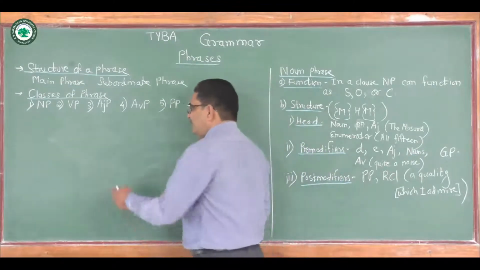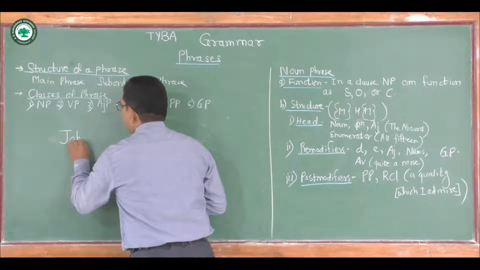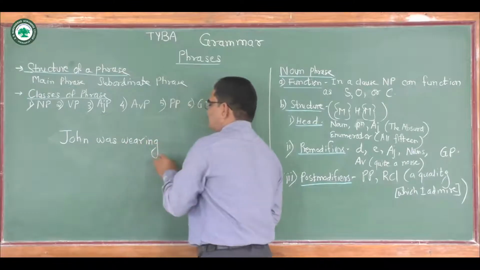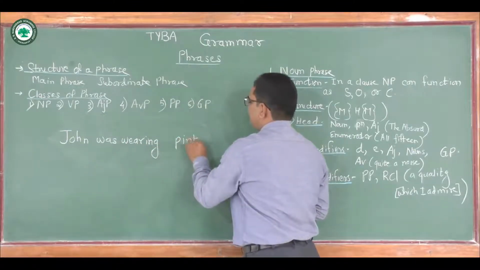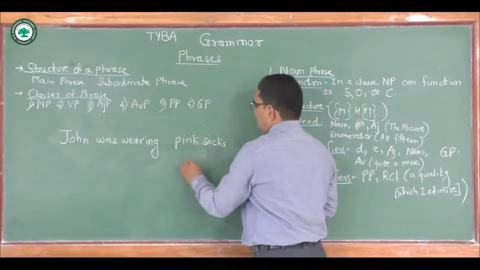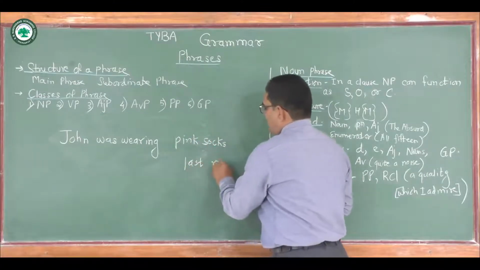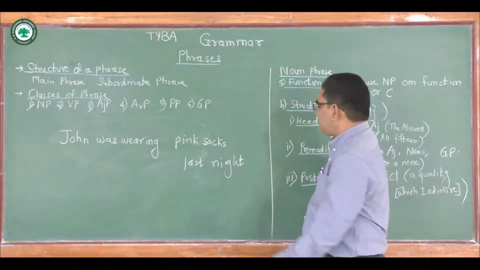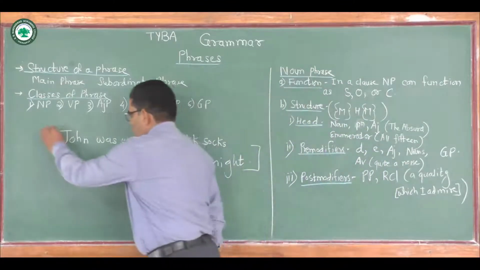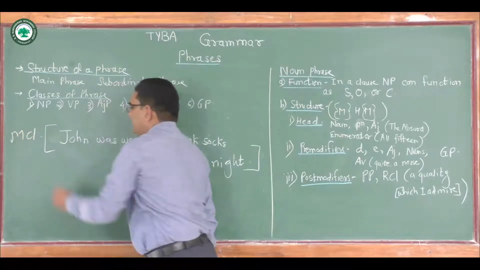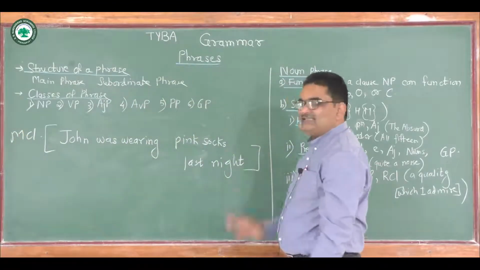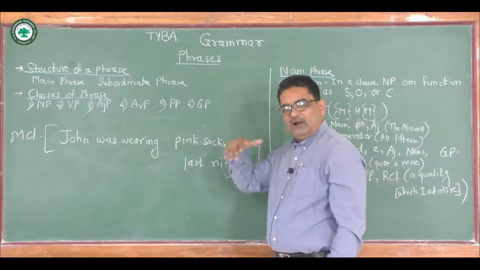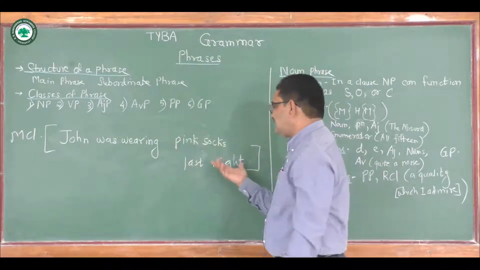Just for example, John was wearing pink socks last night. Just see how many phrases are there here. First of all, as we know, this is one complete clause, a main clause. When we make an internal analysis, if you go one by one, first analyze the word class. What is it?